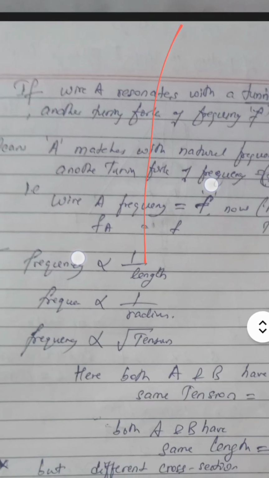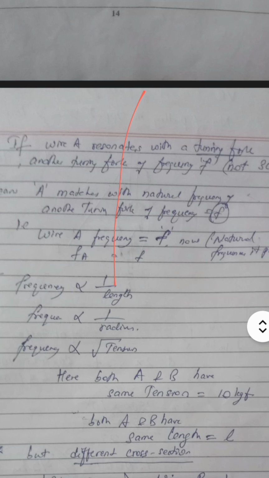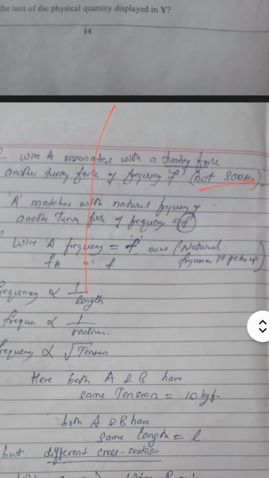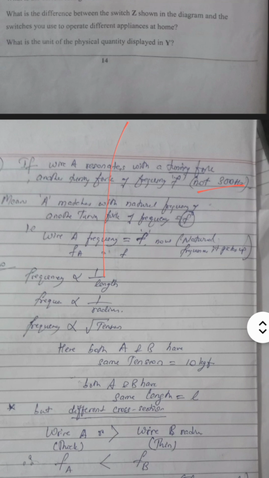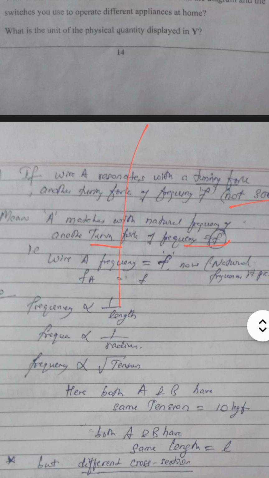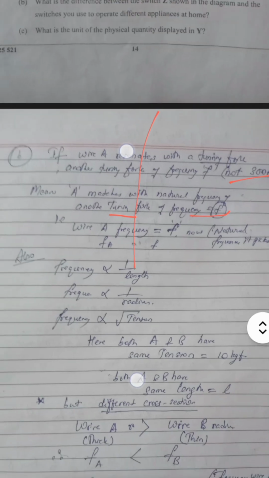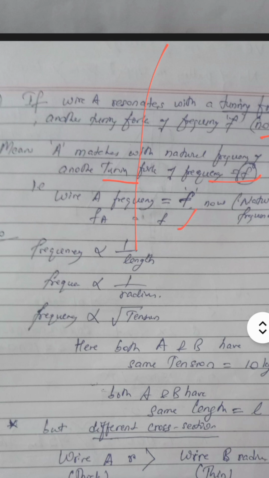So if the wire A resonates with another tuning fork of frequency f, remember this tuning fork is not of frequency 300 Hz, then A matches with the natural frequency of this other tuning fork of frequency small f. That means wire A will also have a frequency f. That means the natural frequency of the wire A, box A, will be equal to f.